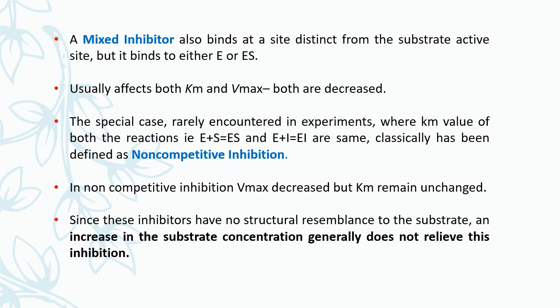So mixed inhibition we have already discussed. So what is non-competitive inhibition? In a special case, rarely encountered in experiments, the Km value of both reactions, the formation of E plus S and E plus I, are the same. This classically has been defined as non-competitive inhibition. You need not say this, you just say the basic thing, that there are two separate sites for binding of the substrate and the inhibitor, and either of them can bind with the enzyme first, ultimately leading to formation of the ESI complex, and Km remains unchanged, Vmax decreased.